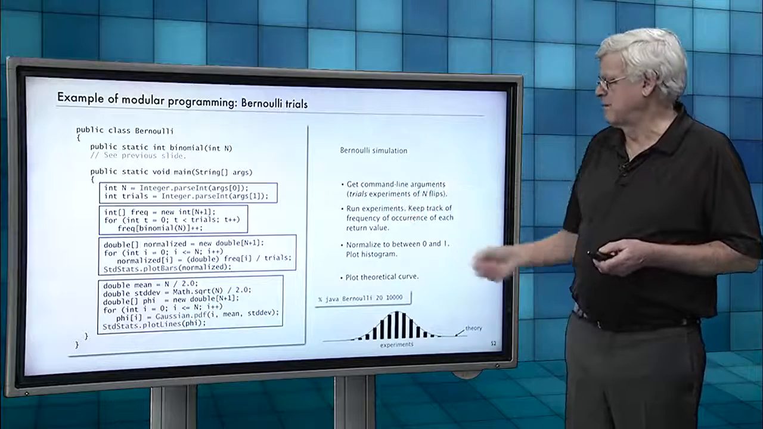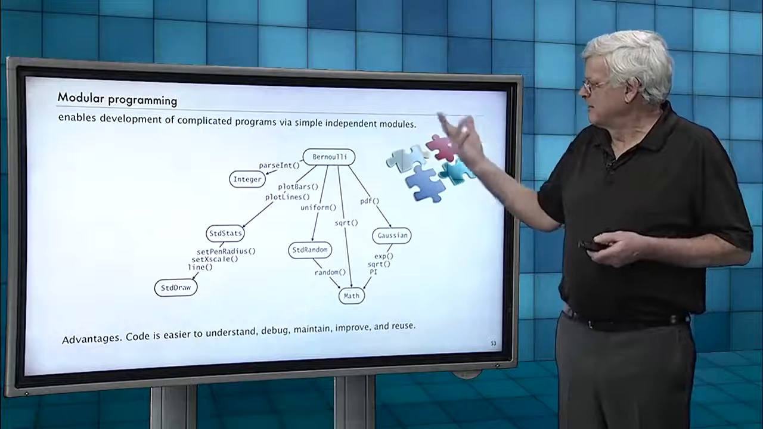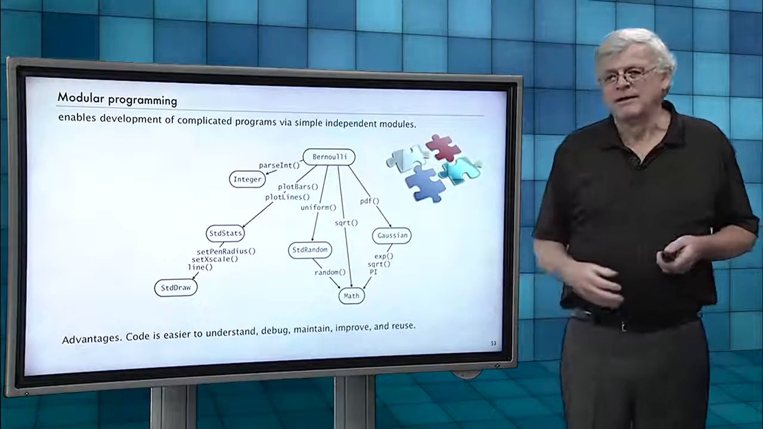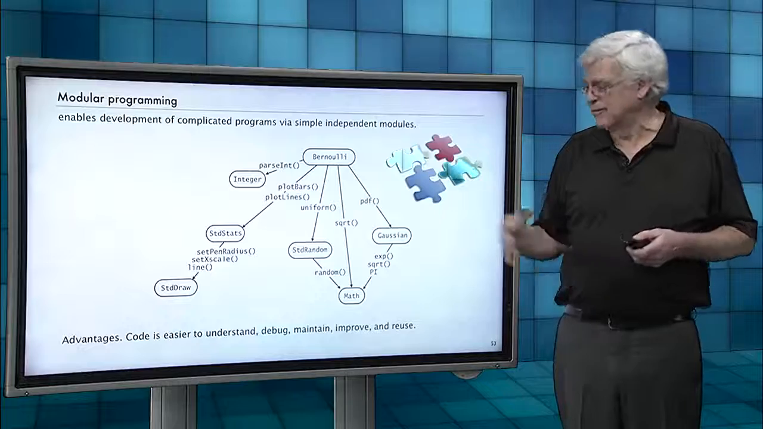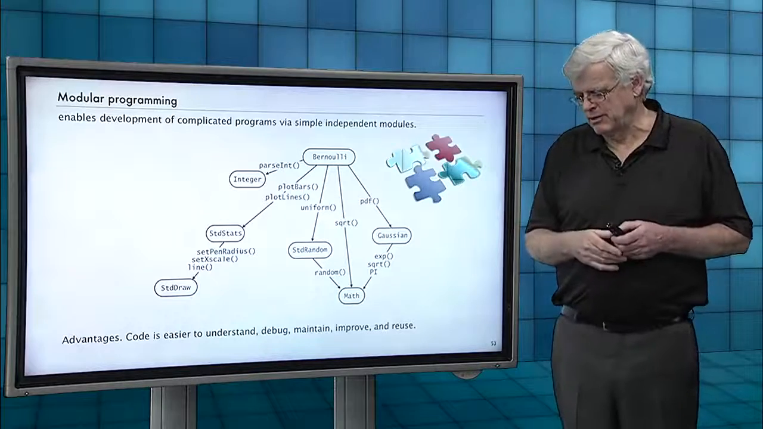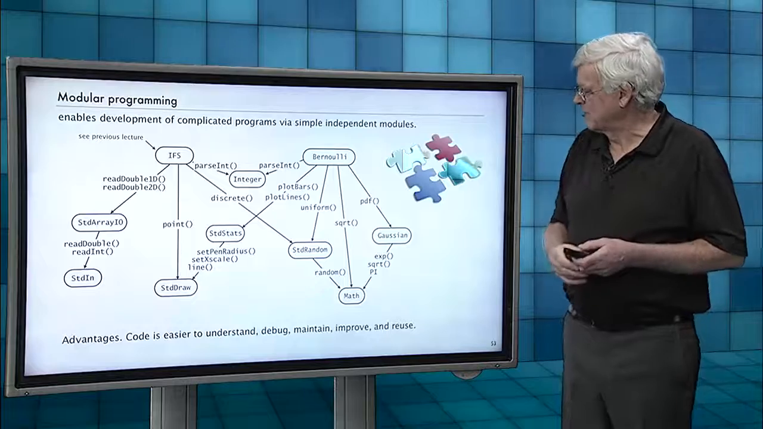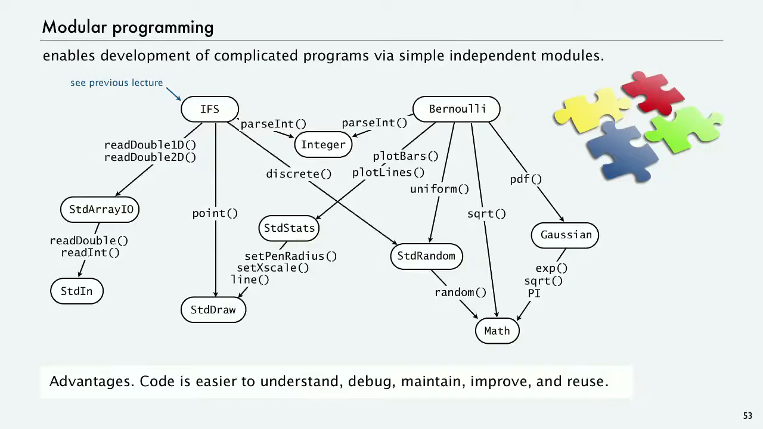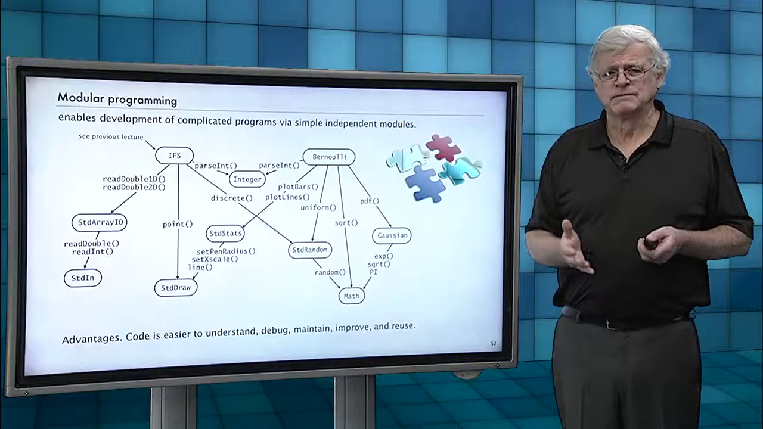That's an example of the power of modular programming. When you look at it, it's a pretty complicated program, but each module is pretty simple and pretty independent. And these modules are useful for this application, but they're useful for lots of other applications. Like when we talked about standard draw, we looked at an IFS application, and that used standard random and standard draw. So you can get interlocking modules, but there's a lot of code here, but by putting it into small coherent modules, it's much easier to understand it, debug it, maintain it, improve it, and reuse it. All of these things we can use later. That's really the power of modular programming.